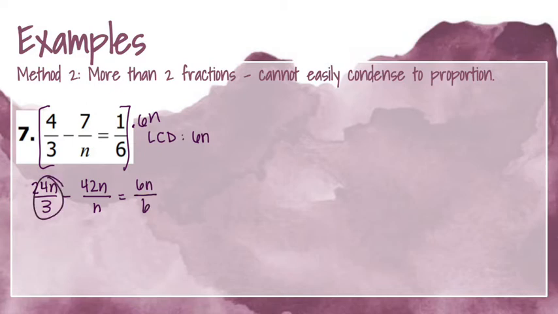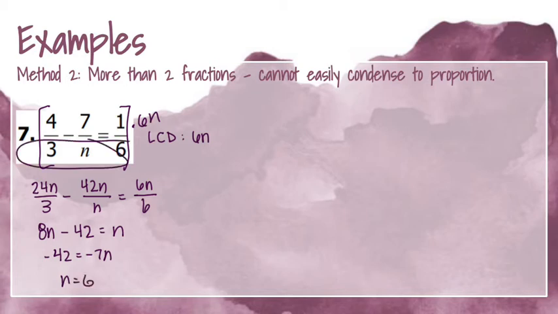Well, now all three of these are going to simplify to not be a fraction anymore. So this one simplifies to 8n. Then we have minus 42 equals n. And now it's just an equation that we can solve. So we're going to get negative 42 equals negative 7n, and then divide by negative 7 to get n equals 6. Then we check up here to make sure that that does not set any of the denominators equal to 0, and it does not.